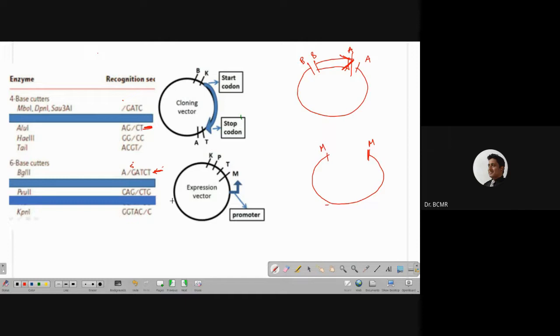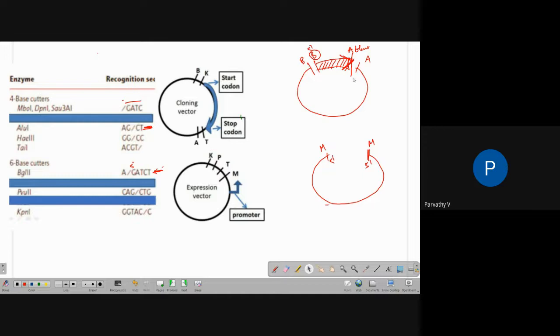Okay, if we use only M, what would you get? What is for M? M is a 5' overhang. Here we have a 5' overhang. Here we have a 5' overhang. For the fragment, we have a 5' overhang on the B side, right? And on the A side, we have a blunt end. How would it fit in here?